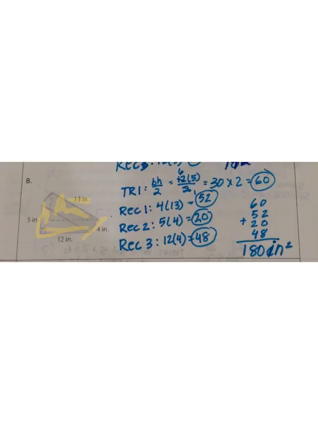Rectangle 1 is 4 by 13, which is 52. Rectangle 2 is 5 by 4, which is 20. Rectangle 3 is 12 by 4, which is 48. Add it all up, grand total of 180 square inches.